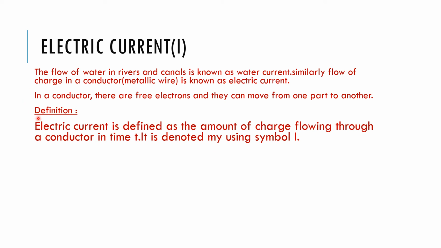So the definition of electric current is like this. Electric current is defined as the amount of charge flowing through a conductor in time t. Small letter t is used. It is denoted by the symbol I. Capital I is used to denote electric current. So the electric current notation is capital letter I.